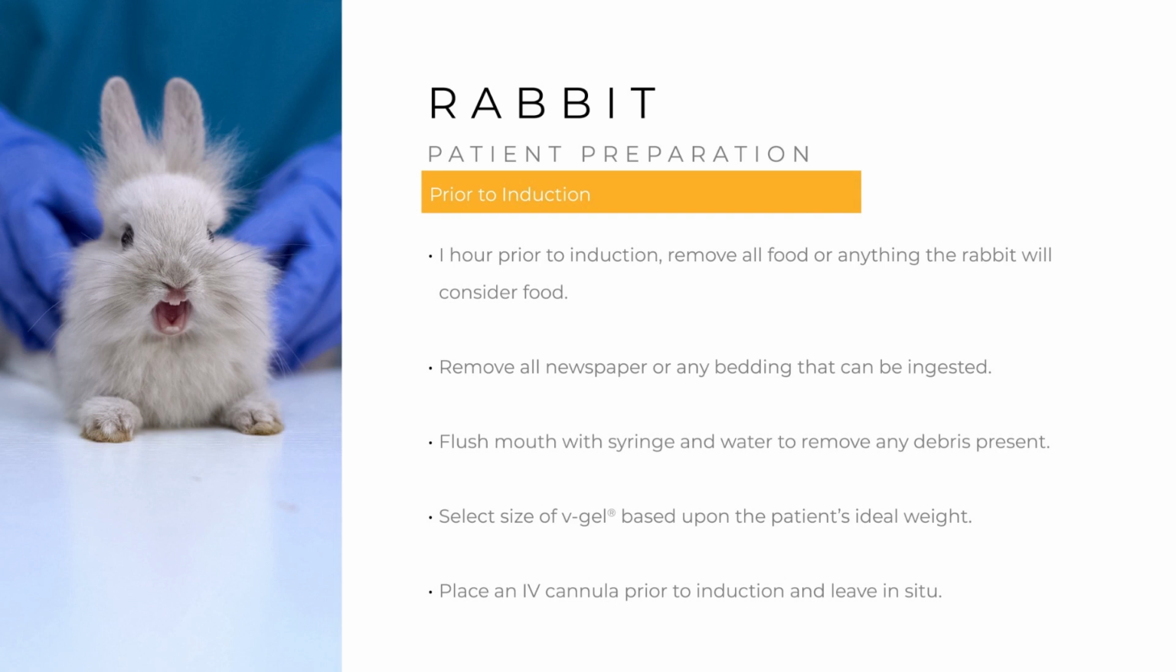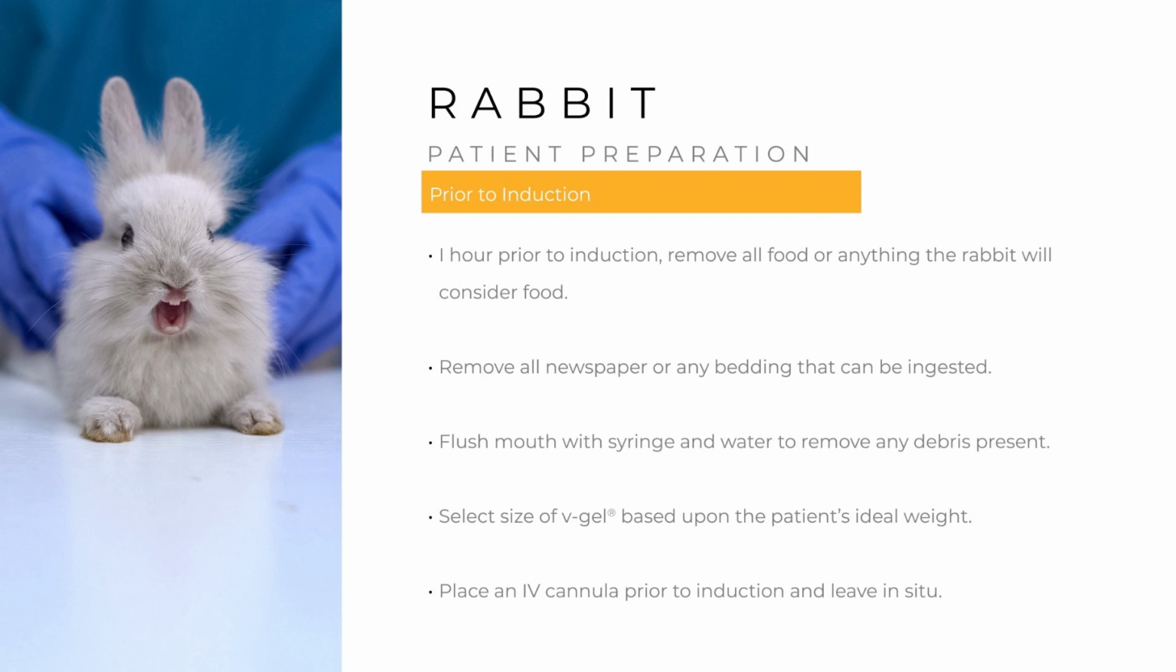Preparation of your rabbits for induction. 1 hour before induction, remove all food or any substance the patient may consider to be food, for example bedding or newspaper. Flush the patient's mouth with a syringe and tap water to remove any debris present. This is extremely important as you do not want the V-Gel to become occluded with debris during placement.